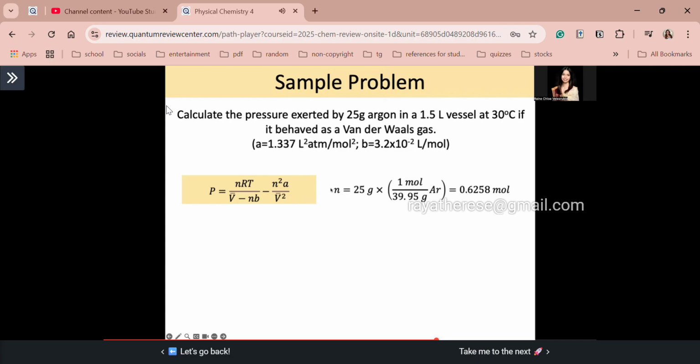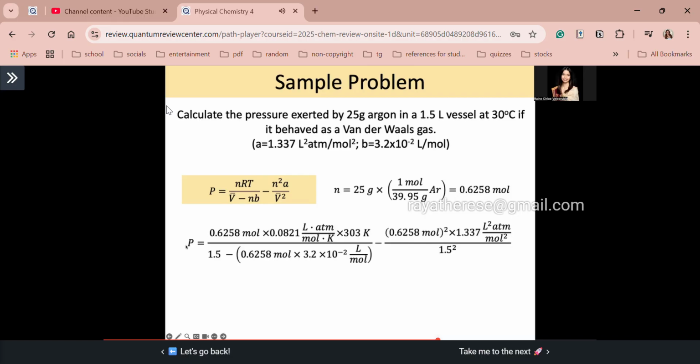Substituting, we get first the number of moles. So how do we get the number of moles? Through the mass of argon. So number of moles of argon is equal to 25 grams times the molar mass of argon, 1 mole over 39.95 grams. We get 0.6258 moles of argon. Solving for the pressure, this is N, 0.6258 mole, times R, 0.0821 L atm over mole K. O bakit natin ginamit si 0.0821? Because the units of our A and B, diba, naka L atm, L mole. So, to easily cancel out the units, we use this universal gas constant times 303 K, so this is your temperature, divided by 1.5. Okay? So ito yung general volume ng vessel mo kung saan makikita mo yung gas particles.